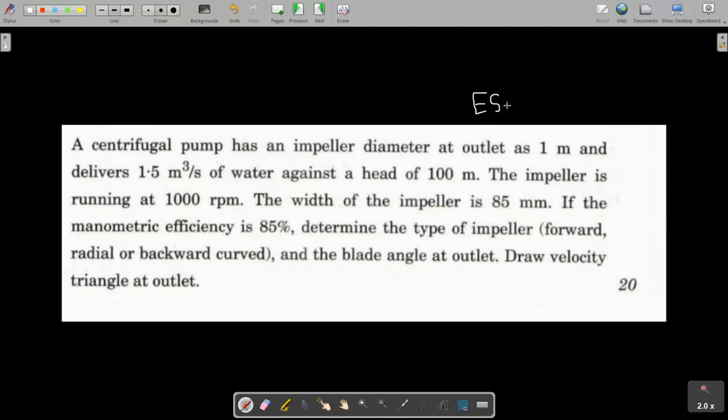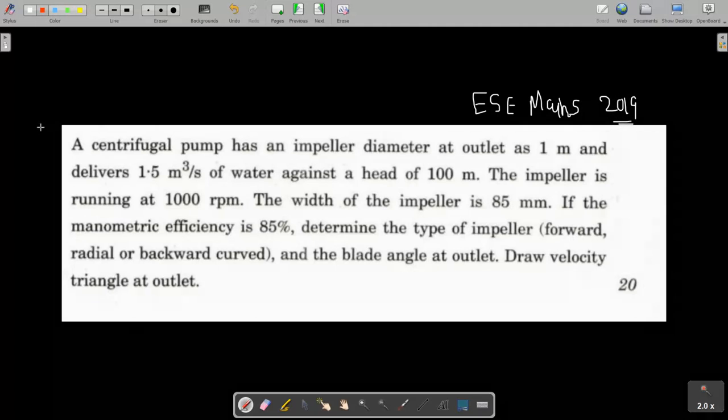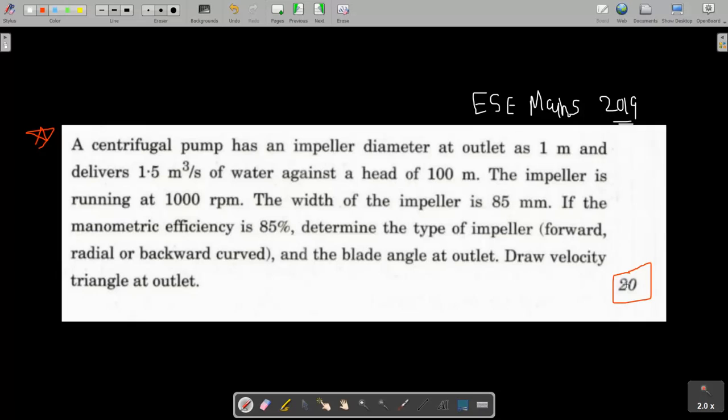This question has been asked in the ESE Mains 2019 exam, and this is the latest question because the 2020 Mains exam is not yet conducted at the time I am recording this video. This question is one of the very easiest questions in the paper.